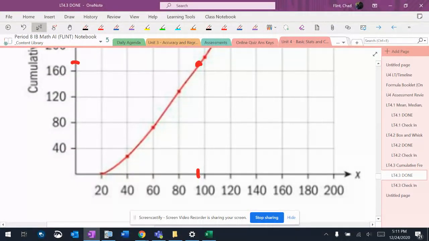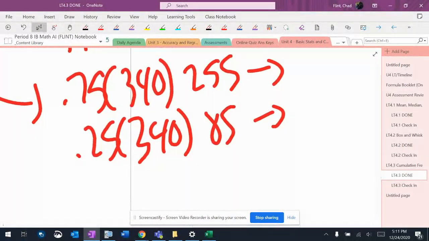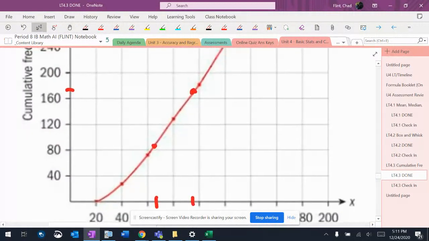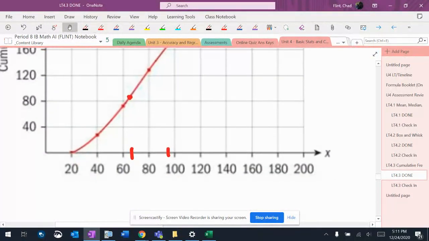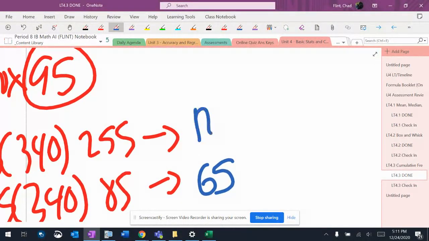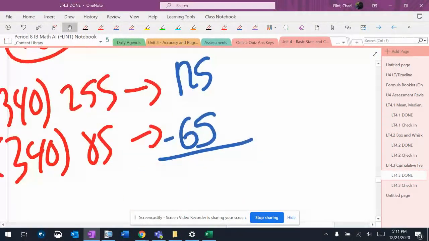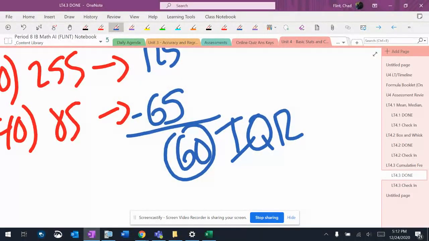So 85 is going to be a little tiny bit above 80 there. So we'll say maybe right about there. And that's going to be 65. The 25% is 65. Then we've got to figure out where 255 happens, approximately. 255 is going to be right about in there, which is going to be right about there, which is going to be about 125. And we're estimating, so as long as we're reasonably close to what's going on, we're going to be all right. Subtract those two, so 60 is the interquartile range.